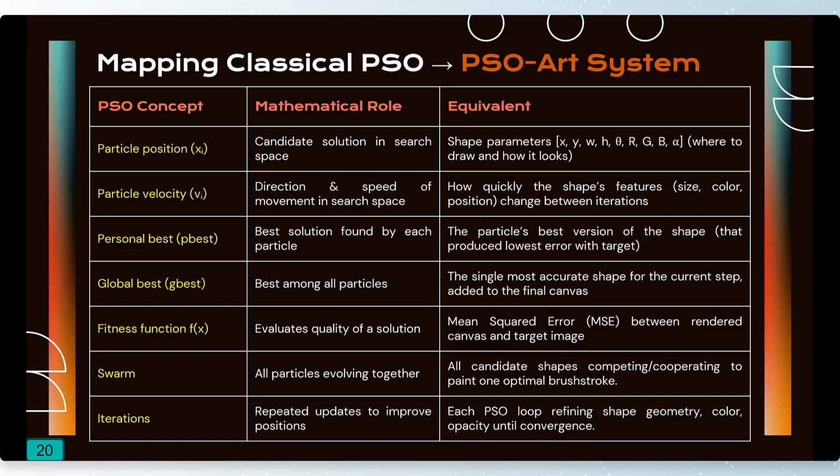it means how quickly the shape features, size, color, and position change between iterations. When we say p-best, we are talking about the best solution found by each particle, but the art part says it is the particle's best version of the shape that produced the lowest error with the target, and so on. For example, what swarm means is all particles evolving together. In the art section, it means all candidate shapes competing and cooperating to paint one optimal brush stroke.